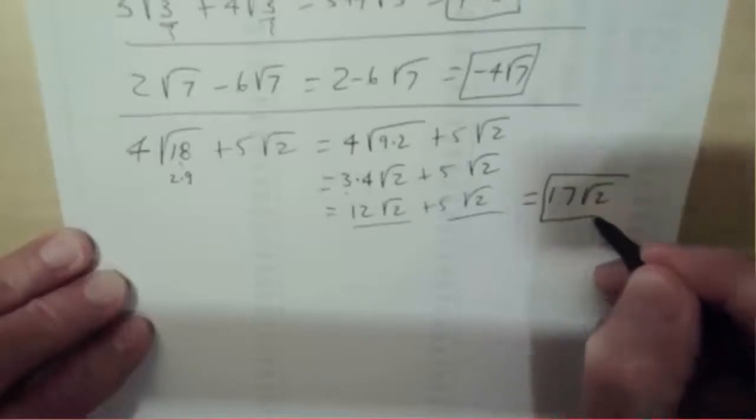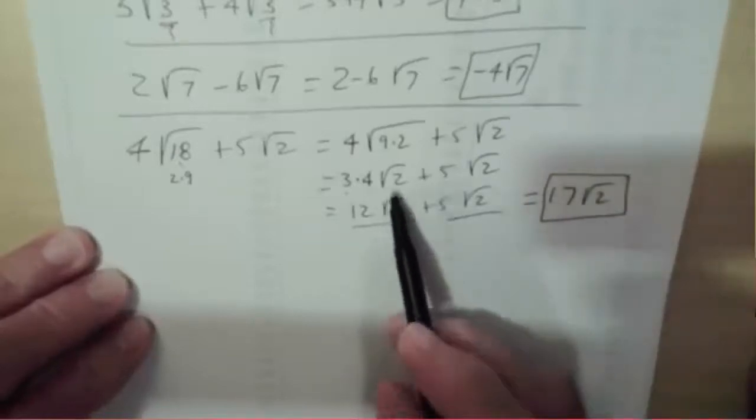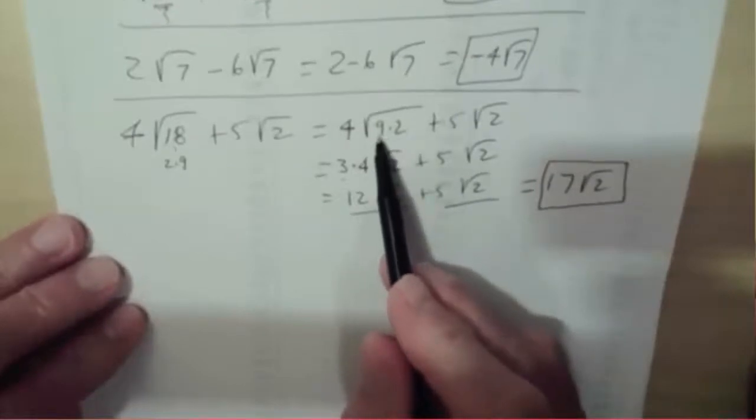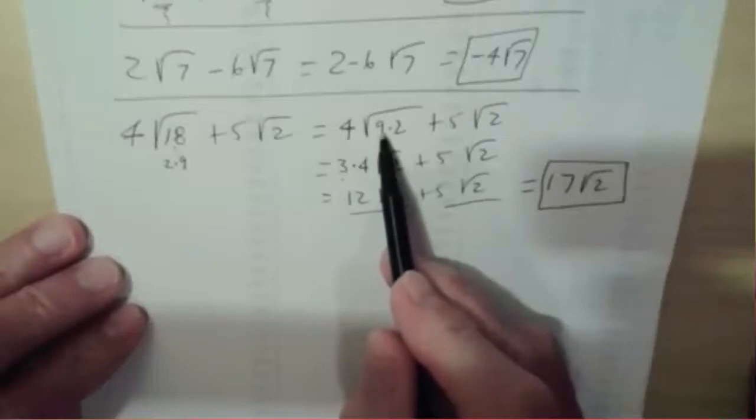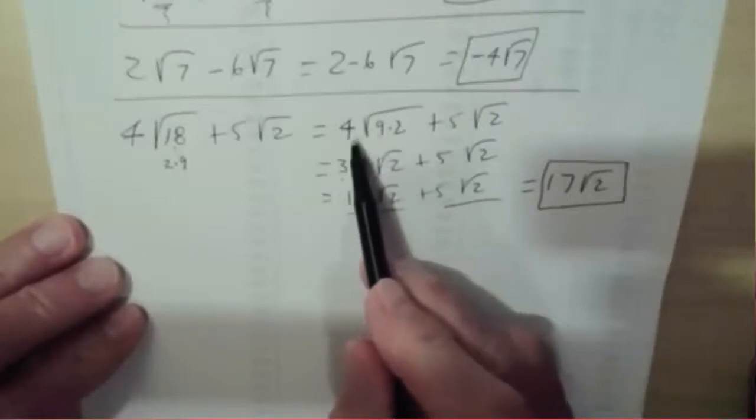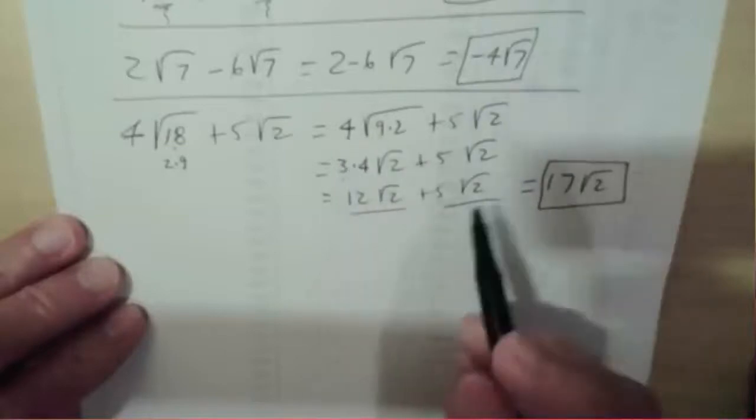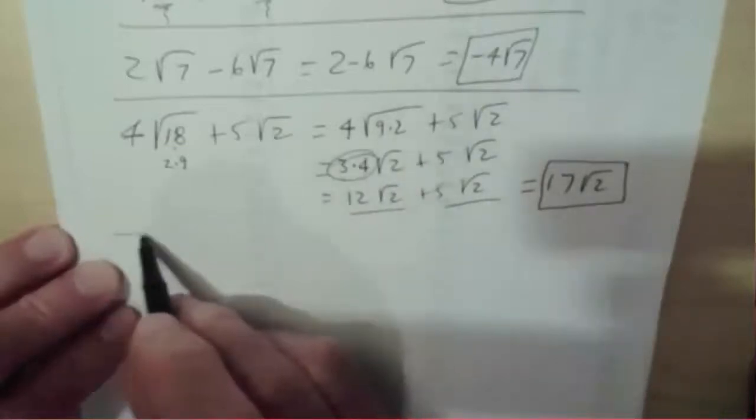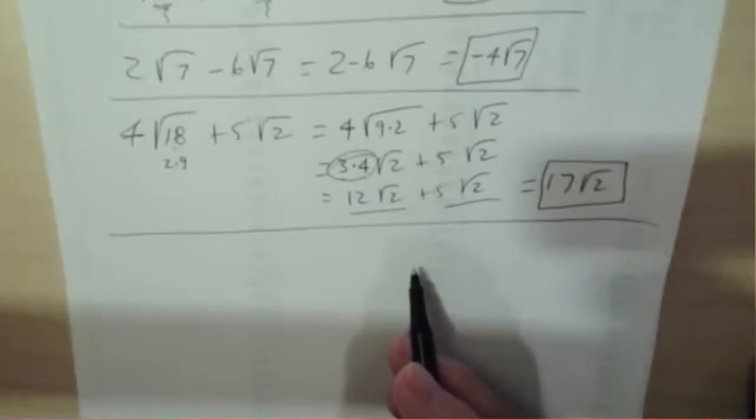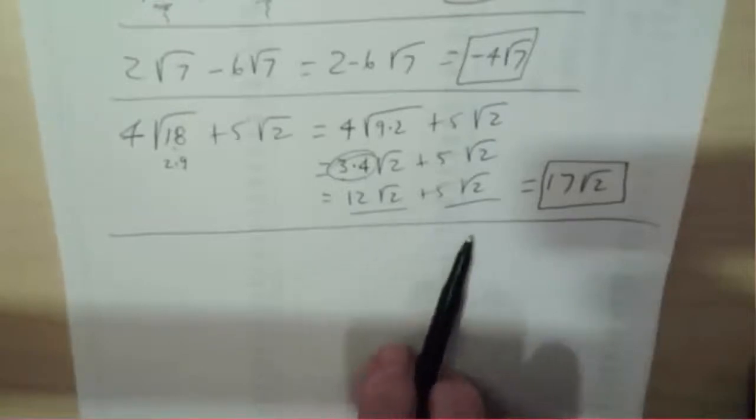Okay, the one thing to remember here is when you take this out of the radical, the 9, the square root of 9 is 3. It's going to be 3 times 4, like we have here. Okay? Now, these problems are going to get a little bit longer, but they really don't get any more difficult.